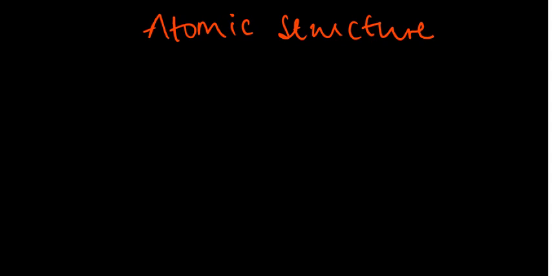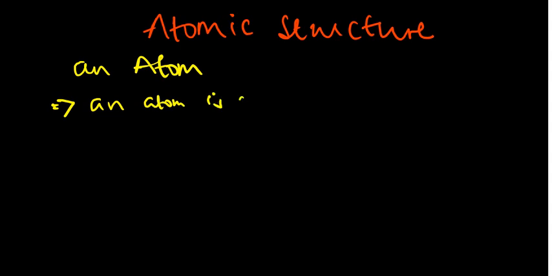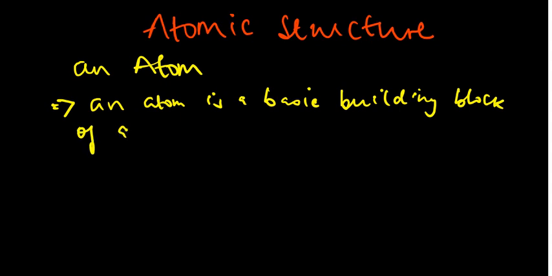So the first thing that we're going to talk about is the general structure of an atom. So we're basically talking about an atom. When you look at an atom, all atoms are the building blocks of all matter in the universe. So an atom is a basic building block of all matter. This is to tell you that whatever you see in the world is made up of atoms.